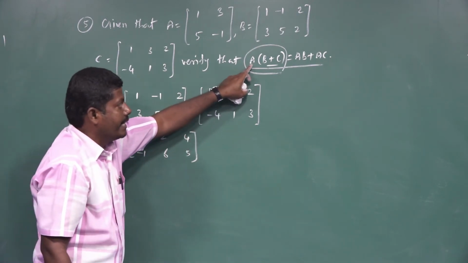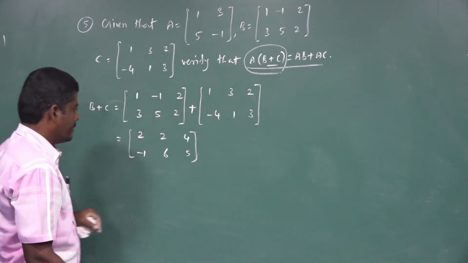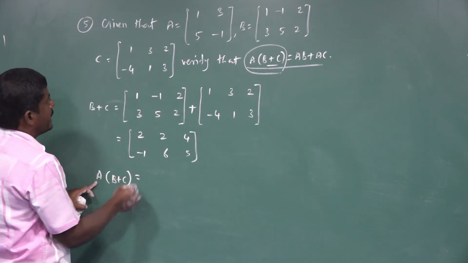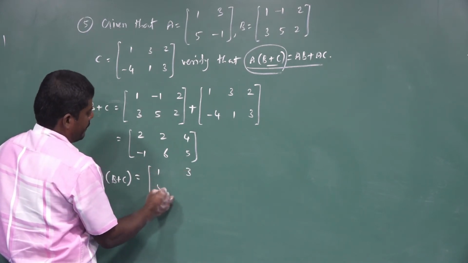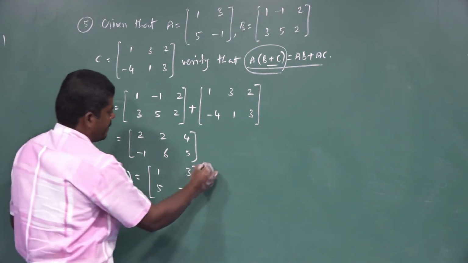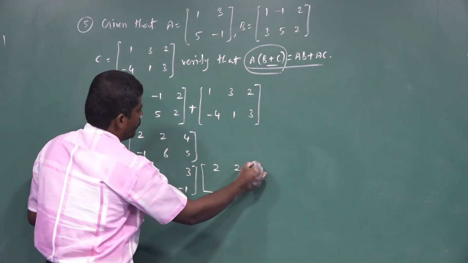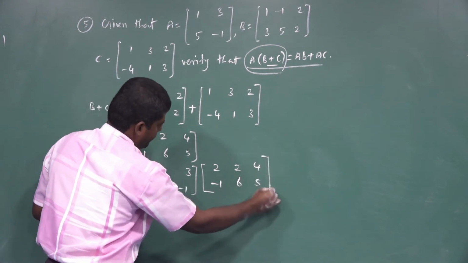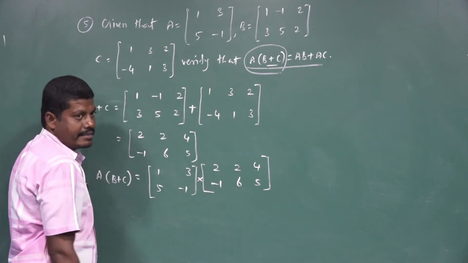Next you want to find out A of B plus C. Then only the left side is over. A of B plus C we want. So you take A matrix 1, 3, 5, minus 1, multiply B plus C matrix. B plus C matrix is 2, 2, 4, minus 1, 6, 5. Understand? Now we want to multiply these two matrices.